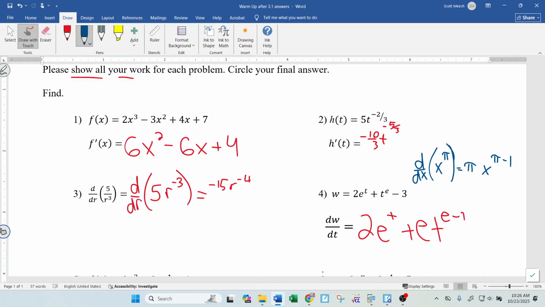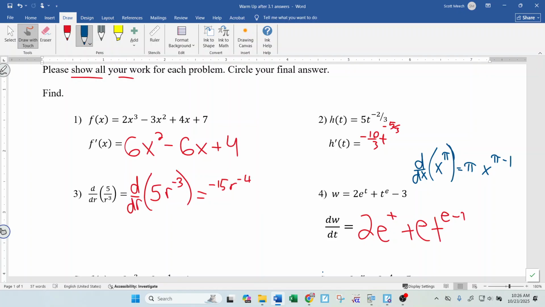Here, you'll see 5 over r cubed. You'll see the variable is r. So it is d dr. So your derivative has to do with what the variable is. If I had x to the pi over here, d dx would be my derivative. Here I have w is the function, t is the variable, and so what I want is dw dt.